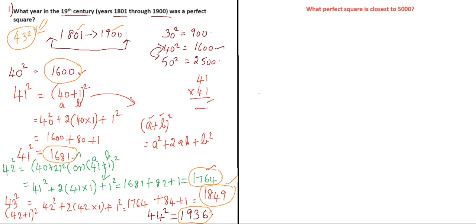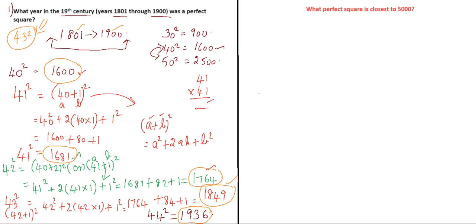Okay, so I identified 40 square initially. After that, what did I do? I tried to find out what is 41 square. Instead of multiplying 41 into 41, I'm going to take it as 40 plus 1, the whole square. That seems to be even simpler. Next, I found out 42 square, 43 square, and 44 square. After that, out of all these 5 values, I find 43 square is present between 1801 till 1900. So that's the answer. I hope you can get the answer to this question.